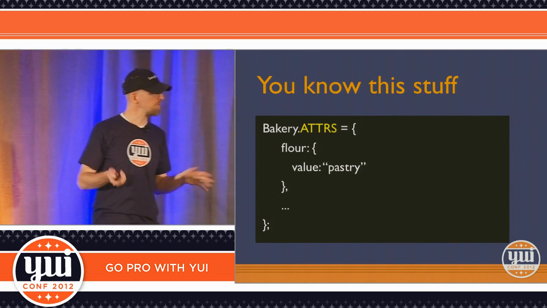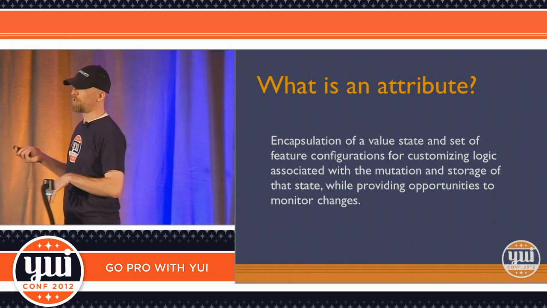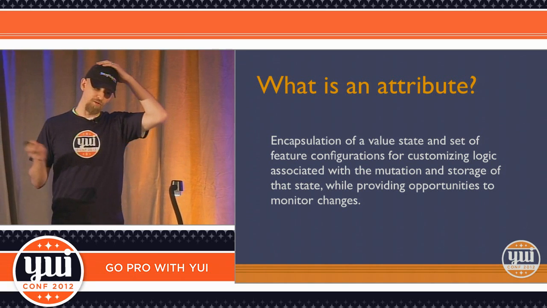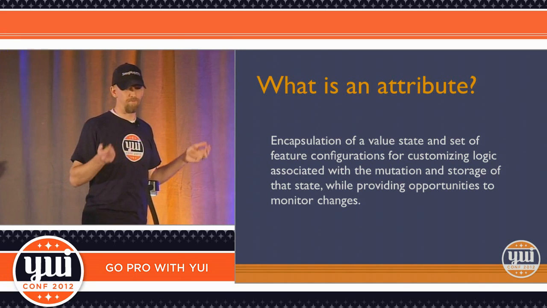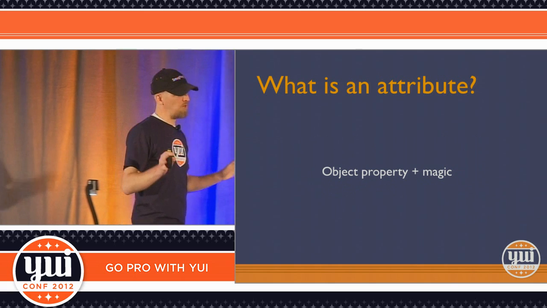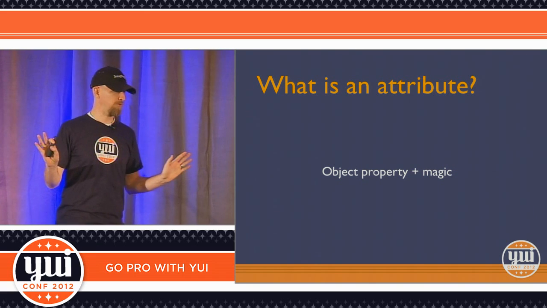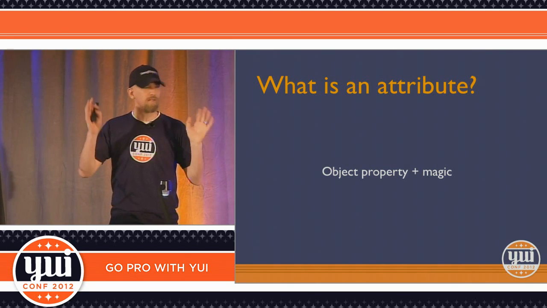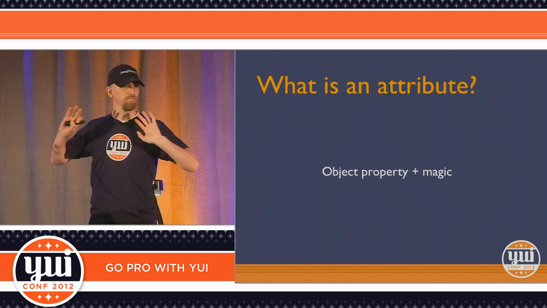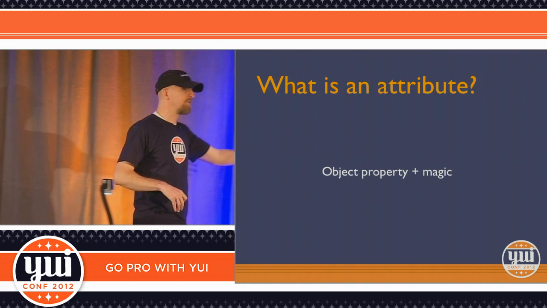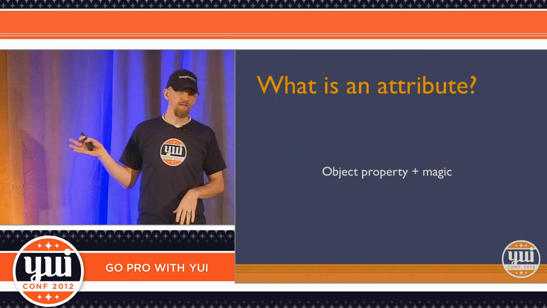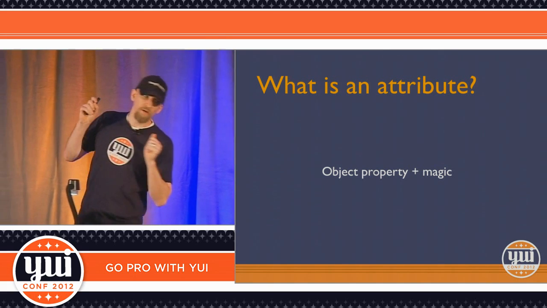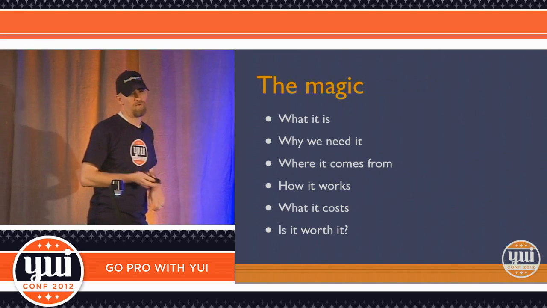So I'll start with the obvious question, which is, what is an attribute? Quite simply, an attribute is an encapsulation of a value, state, and set of whatever. It's an object property with some magic associated, right? That's all it is. The whole attribute abstraction is just object.property equals foo. You have accessing properties, and you have assigning a new value to properties, and everything else is just magic. So what I want to talk about is the magic.